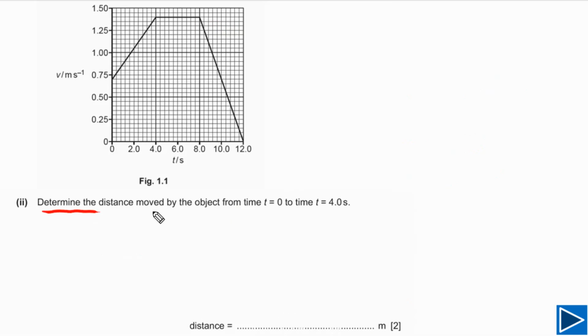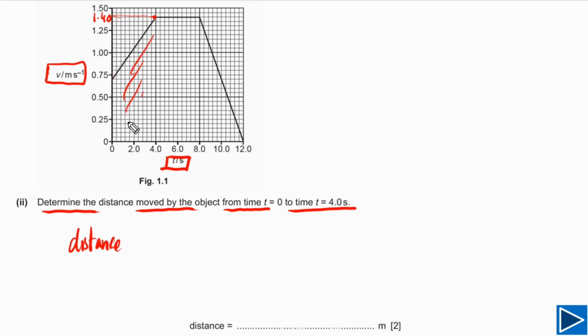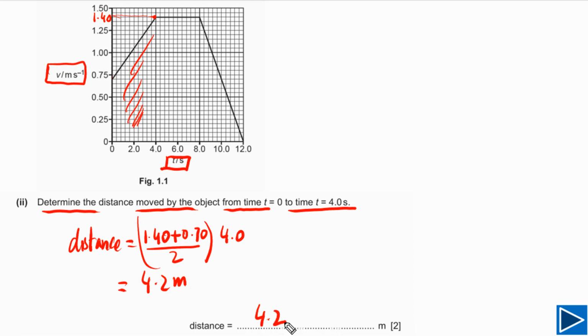For the second part, we need to determine the distance moved by the object from t is equal to 0 to t is equal to 4 seconds. And velocity versus time graph is given to us. It simply means that we need to find the area under this line. We have already found y coordinate, that was 1.40. Now we need to find the distance. We simply need to find this area, and this is a trapezium. So area of trapezium, we can write down this is 1.40 plus 0.70 divided by 2, and we need to multiply with time, 4.0. And if we solve this one, our final answer is 4.2 meters. So we can write down our final answer here.